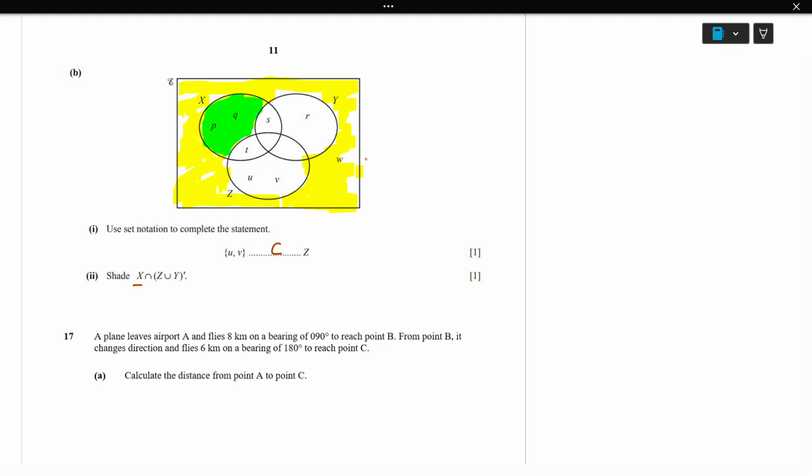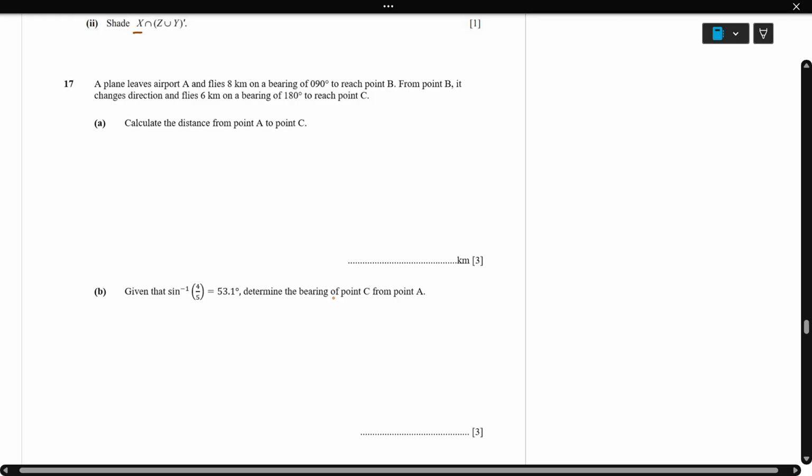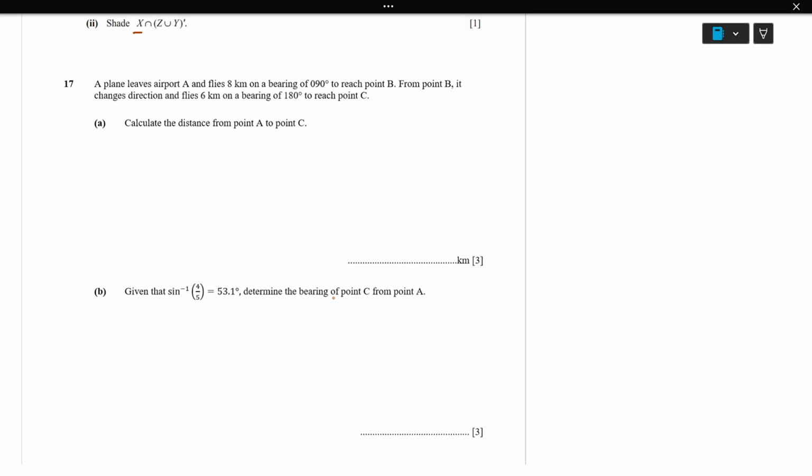The next question, question 17. A plane leaves airport at A and flies 8 kilometers on the bearing 90 degrees. So A is the point here. Flies 8 kilometers on the bearing of 90. So this is our north pole. 90 degrees is going to be straight here, which is 8 kilometers. Then reached B. This is A, so reached B.